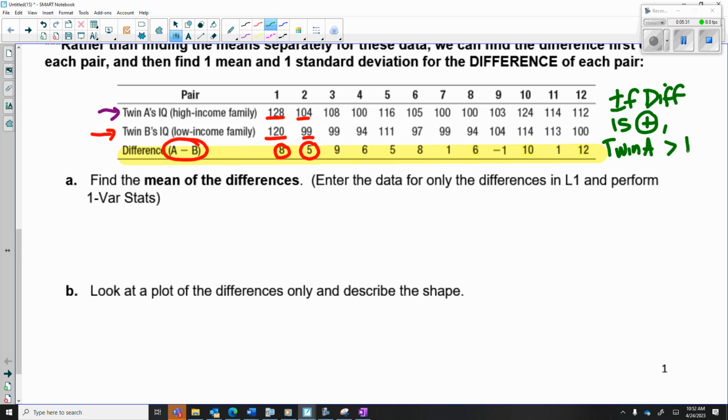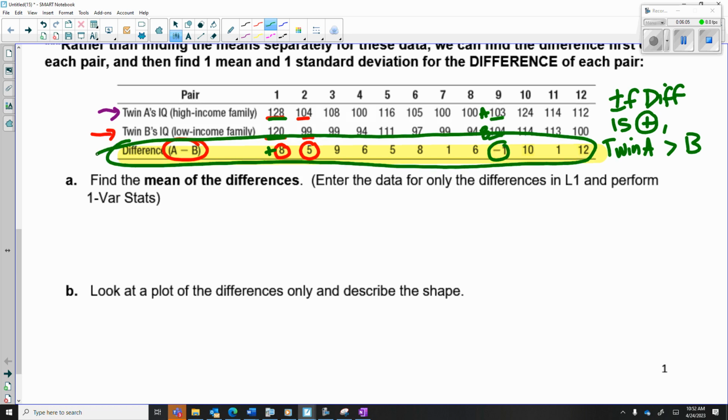had a higher IQ than twin B, because 128 minus 120 is positive 8. Twin A scored 8 points greater than twin B, 104, etc. So if you have a negative difference like this one, this is the one where twin B actually did greater than twin A by 1 point, but most of them look like they're positive, meaning twin A did better than twin B. So now what we can do is, instead of separately finding the mean and the standard deviation of twin A and twin B, we can find the difference column, or difference row in this case, and we can just find the one mean.